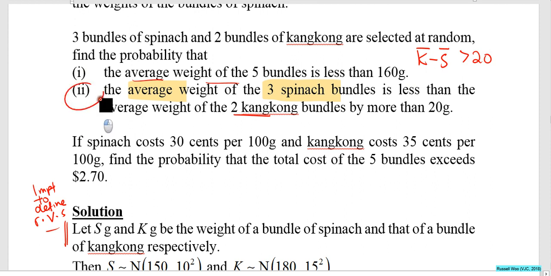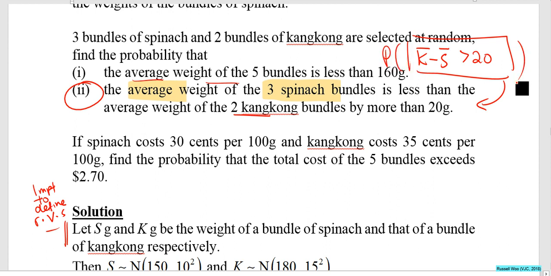Now, when you think of this question, you write this down first. You want to find the probability of this. You write this down first, then you solve the question. You follow what I'm saying? You don't try to whack the question first. Just think carefully. Then we think how to solve. If K bar is a normal distribution, S bar is a normal distribution, K bar minus S bar is another normal distribution. So let's see.